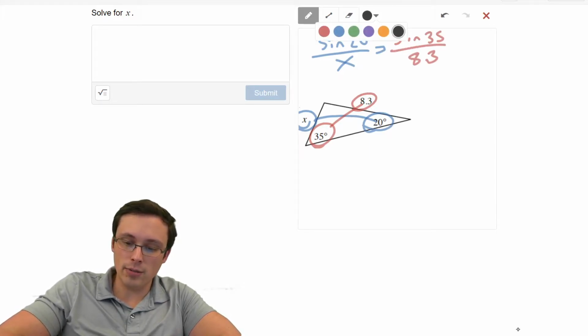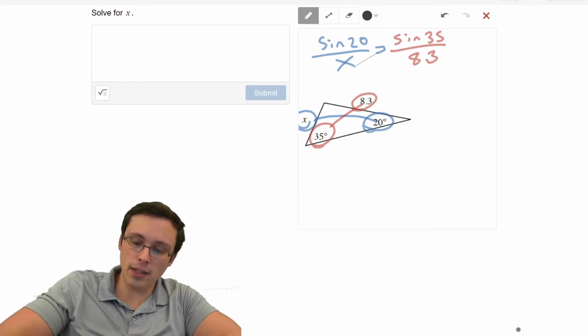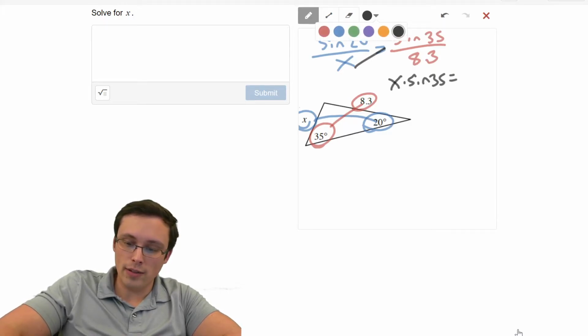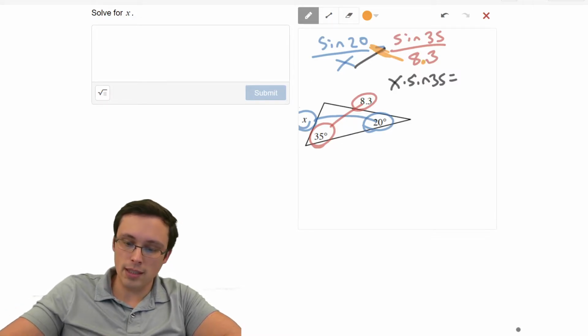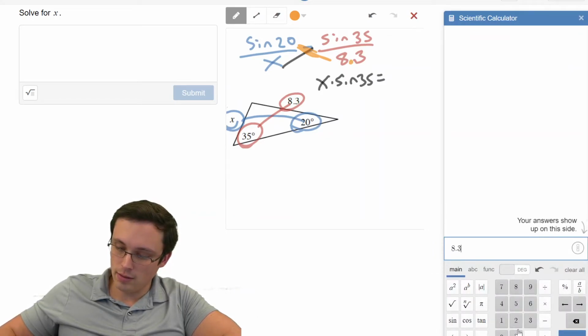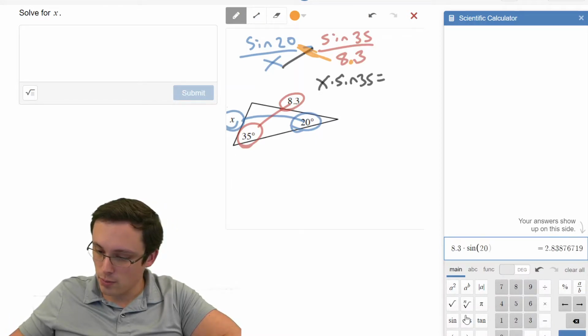From here, how do we solve it? Think to yourself first, do you know what to do? Hoping you're thinking cross multiply. X times sine 35 would be equal to whatever the 8.3 times sine 20 is. So we pop open the calculator again, and we go 8.3 times sine 20. That gets us about 2.8.